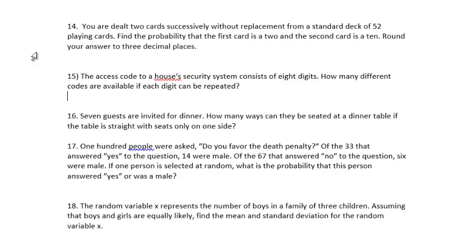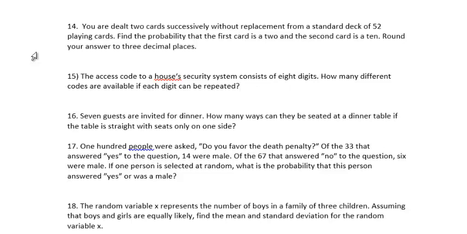Next question. The access code to a house security system consists of 8 digits. How many different codes are available if each digit can be repeated? Well, that's a pretty easy one, right? Because for each consecutive digit, there are 8 times in a row. How many digits are there? Well, it's 10 to the 8th.